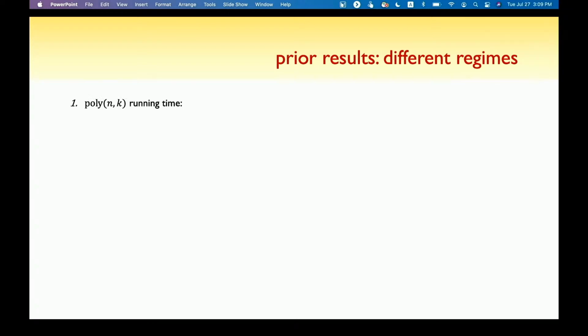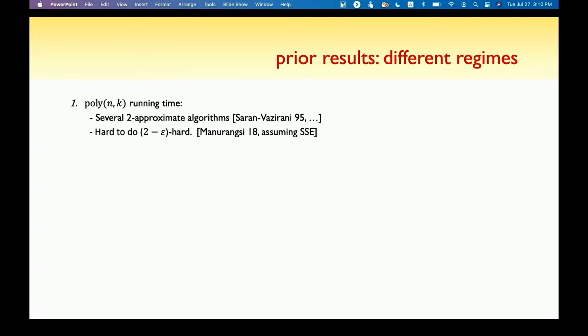Before we begin, for the k-cut problem there are at least 2 natural parameters, n and k, so there are many time regimes that one can think about. For example, if you want algorithms that run in purely polynomial time, polynomial in both n and k, there's a very simple 2-approximation algorithm discovered in 1995. And if you assume some other complexity conjecture, then in purely polynomial time, 2-approximation is optimal.